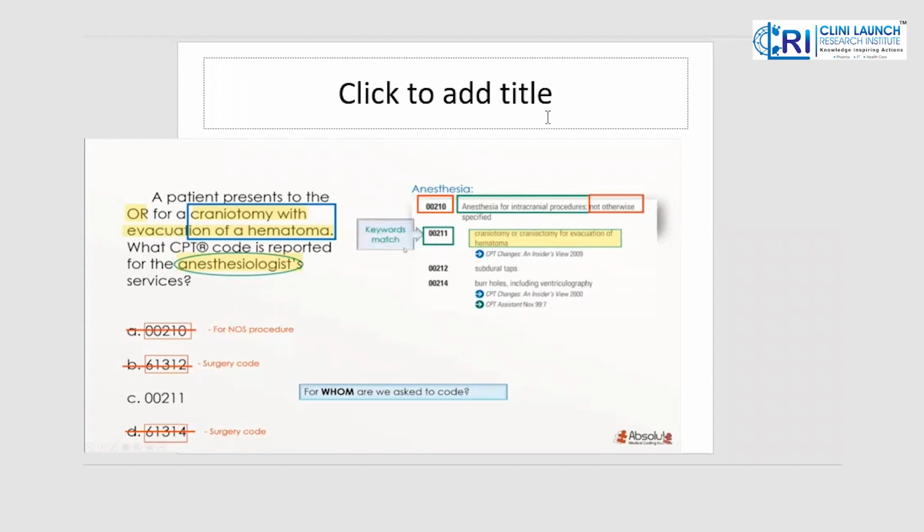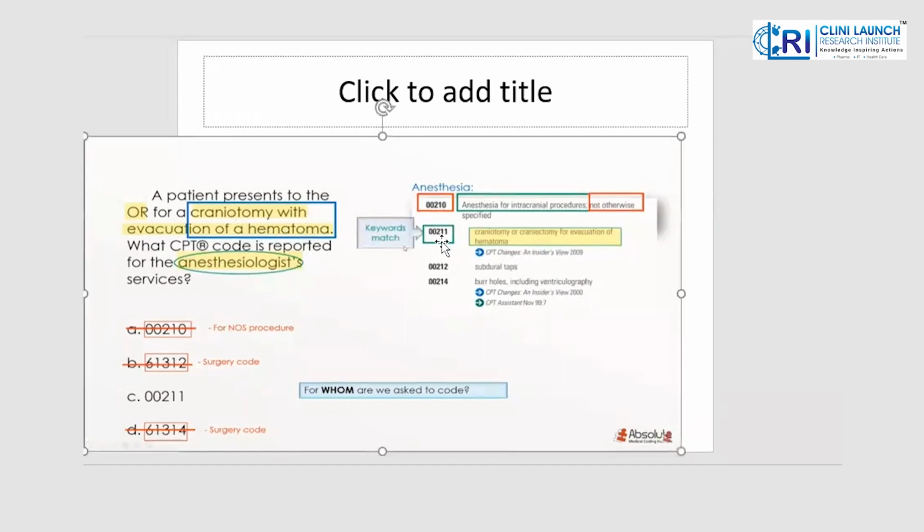When you check 00211, it says craniotomy or craniectomy for evacuation of hematoma. So this is the direct code, right? We have done craniotomy for evacuation of hematoma. So your code will be 00211, and you don't have any guidelines here. Also the doctor has not told any qualifying modifier or the patient status, correct? So your answer is simply 00211.